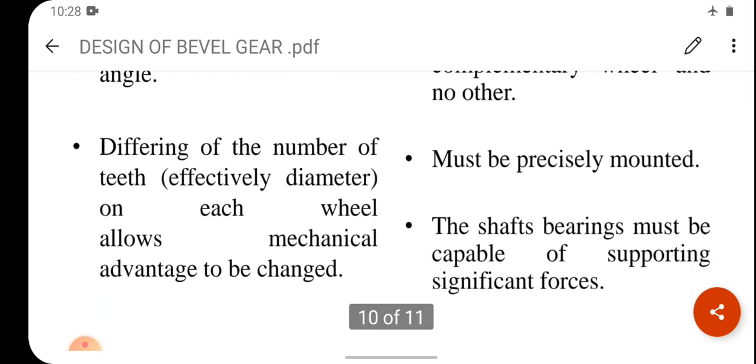The shaft bearing must be capable of supporting significant forces, because the forces acting in this are at 90 degrees to each other. So the shaft bearing must be capable of supporting significant forces. Whatever forces are acting, the shaft bearing should support them. The shaft bearing should support the forces which are acting during its function. So this is the disadvantage of bevel gear.